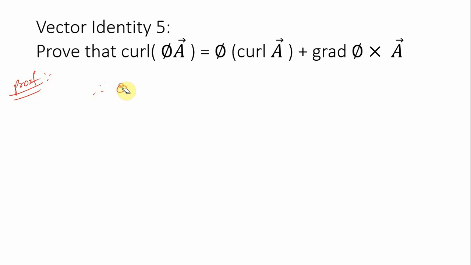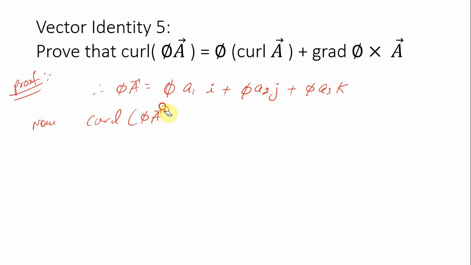So therefore you first write down φ a bar, which is equal to φ a1 i plus φ a2 j plus φ a3 k. So a1, a2, a3 are there, but φ is always common in all of this. So immediately we go with the curl. We have come across, students, what is the definition of curl, what is the formula for curl. Everything we have discussed in the previous video. You can go through that.